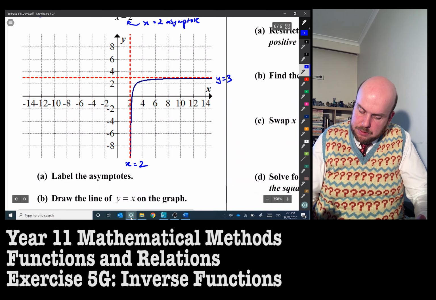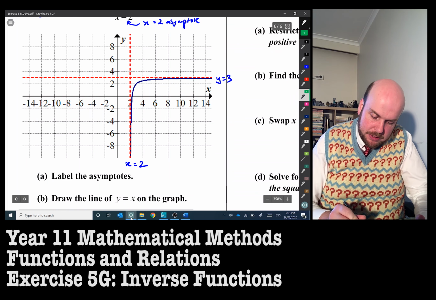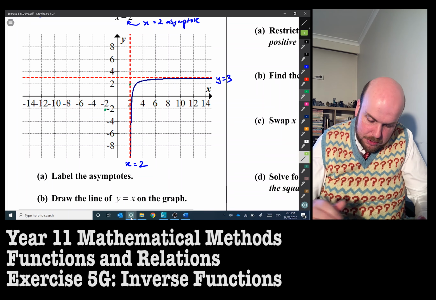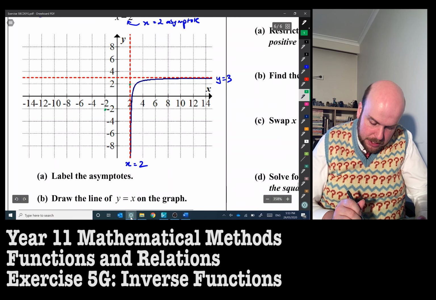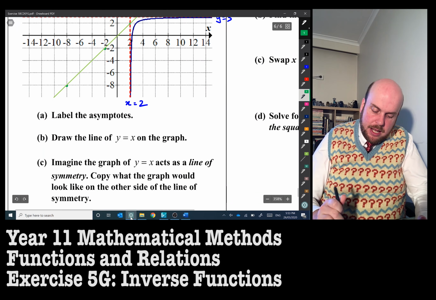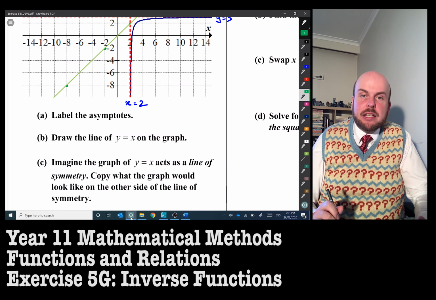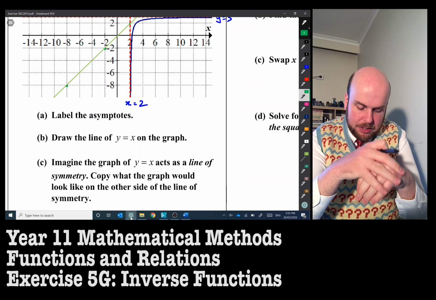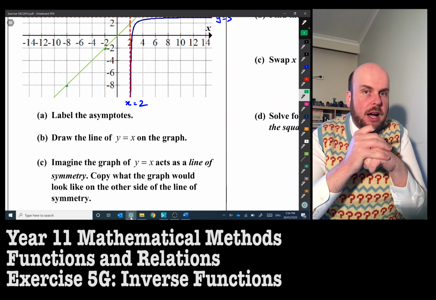Okay, so what we'll do is we'll get a couple of points. So y equals x, so -2 and 2, we'll put this line here. And in fact, what I might do is put some end points. That might make life a little bit easier. And then imagine the graph of y equals x acts as a line of symmetry. Copy what the graph would look like on the other side of the line of symmetry.